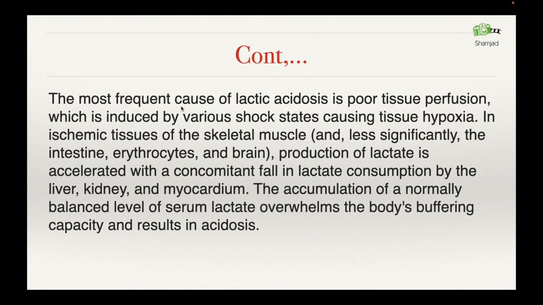The most frequent cause of lactic acidosis is poor tissue perfusion, which is induced by the various shock states causing tissue hypoxia. In ischemic tissues of the skeletal muscle, and less significantly the intestine, erythrocytes, and brain, the production of lactate is accelerated with the concomitant fall in lactate consumption by the liver, kidney, and myocardium. The accumulation of lactate overwhelms the body's buffering capacity and results in acidosis.